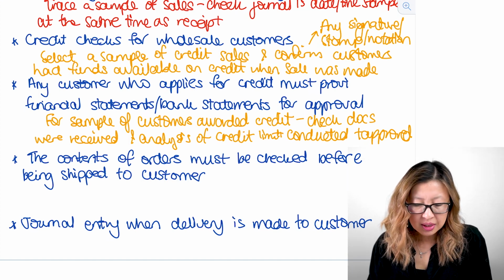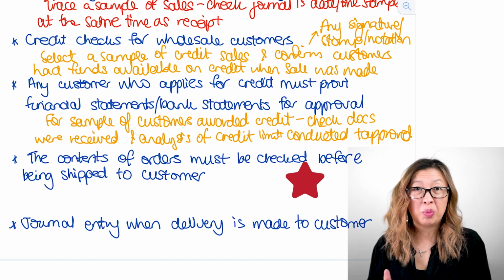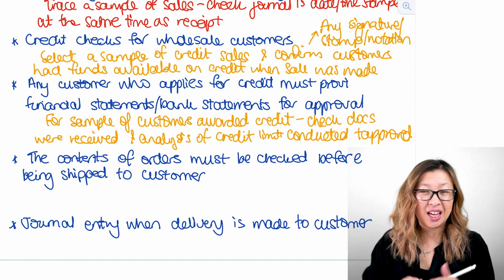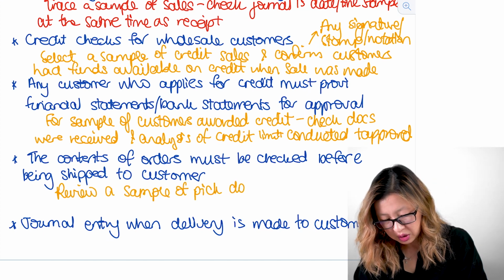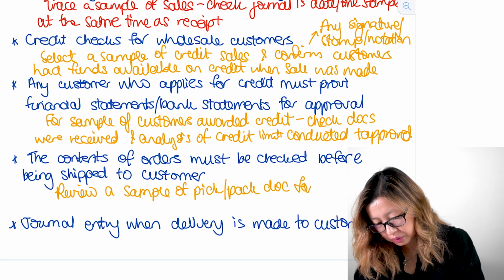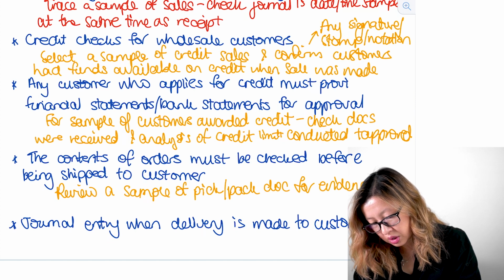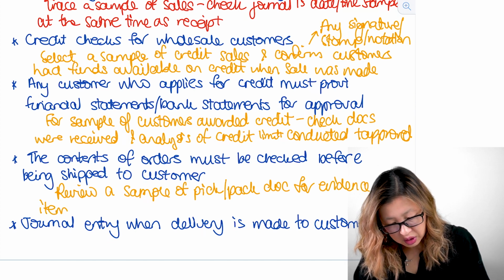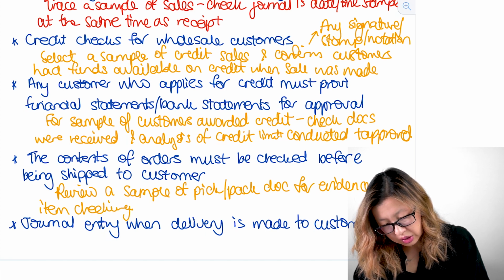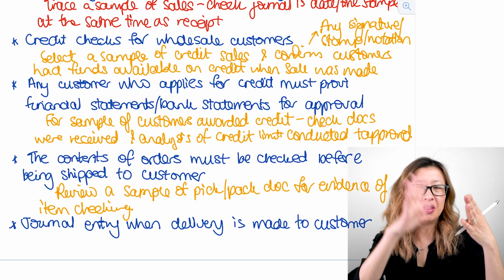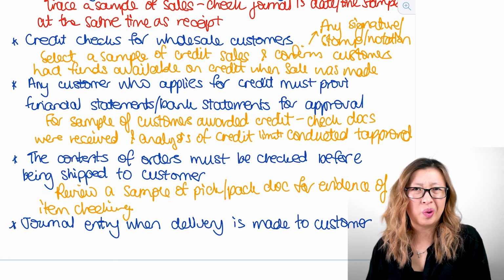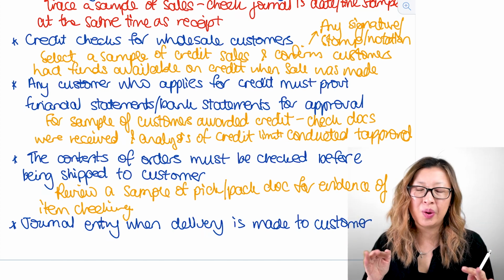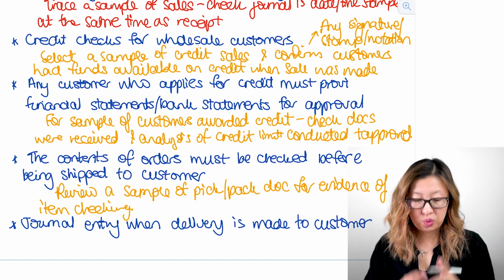The next one, contents of orders must be checked before being shipped to the customer. Typically we'll see tick, tick, tick on the packing slip. So we could review a sample of pick or pack docs, depending on whether they call it a pick or a pack doc, for evidence of item checking. All right, and you might notice this if you've received an online delivery, you've had multiple things, and you'll see tick, tick, tick, and then maybe some sort of stamp of approval. We don't need to check that they're the right items at this point. We just need to make sure that those controls were in place.